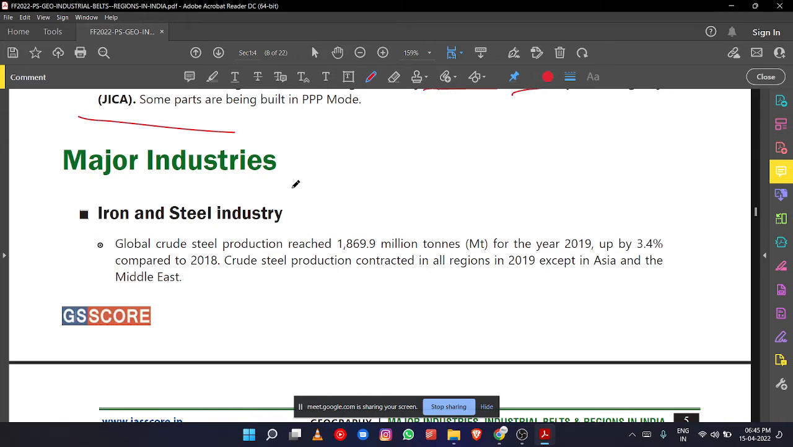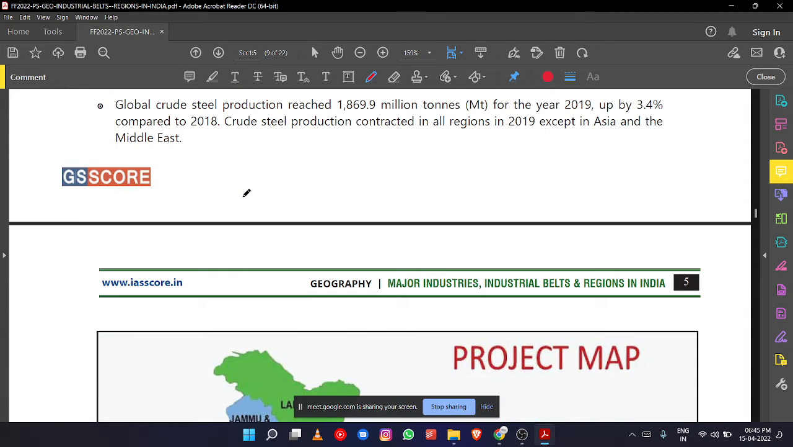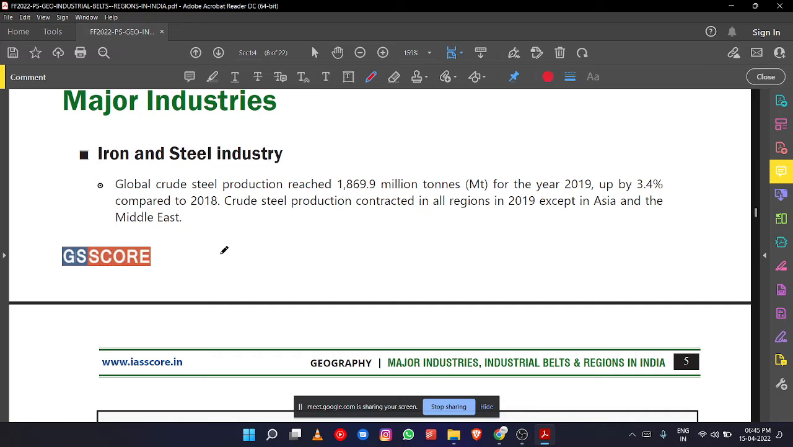So now we have to go in specific. Major industries and minor material industries are also present. If we take the major industries, iron and steel will be coming, coal industry will be coming. Another things like major minerals industries will come.